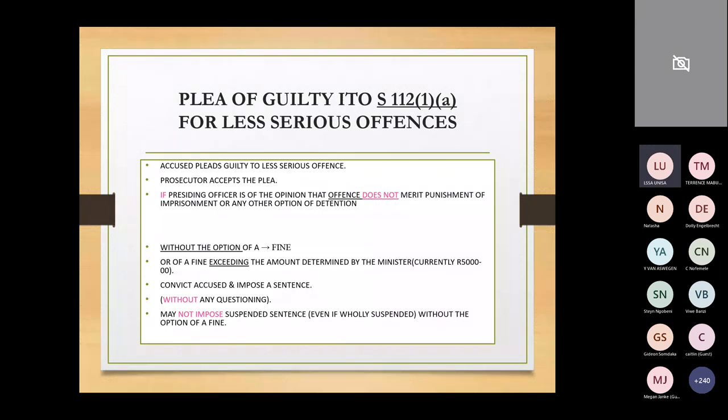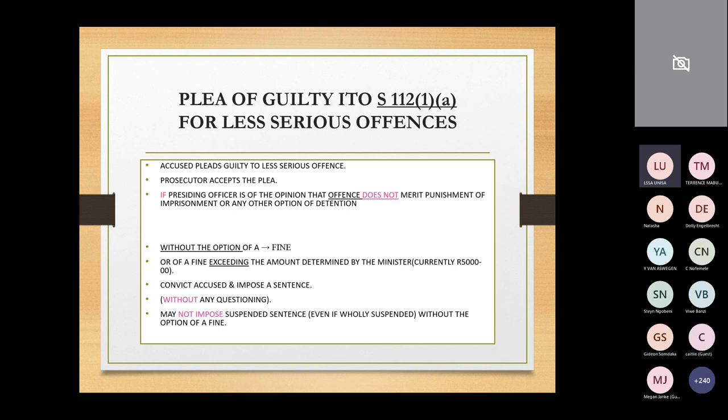Okay, so once the state produces the list of SAP 69, the prosecutor will read it out into the record. Then, before handing it in as an exhibit, the court will ask your client: do you acknowledge the previous convictions the state has read into the record? If your client says yes, then your client will be given the last part of the SAP 69, which he will have to sign. Then the court orderly will take that SAP 69 and give it to the court, where the court will peruse it.